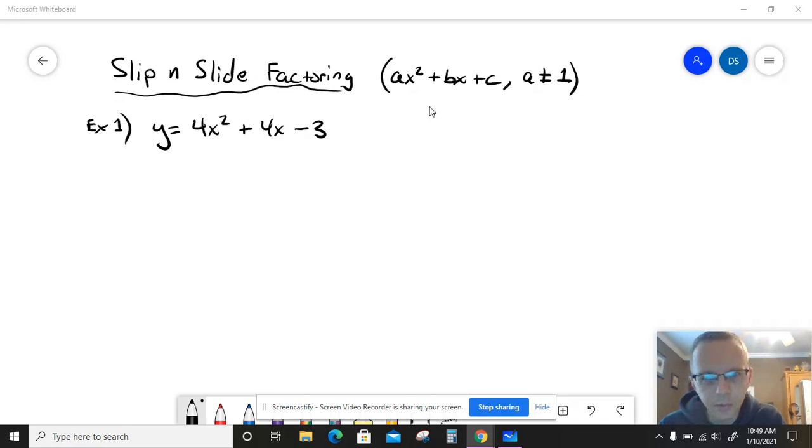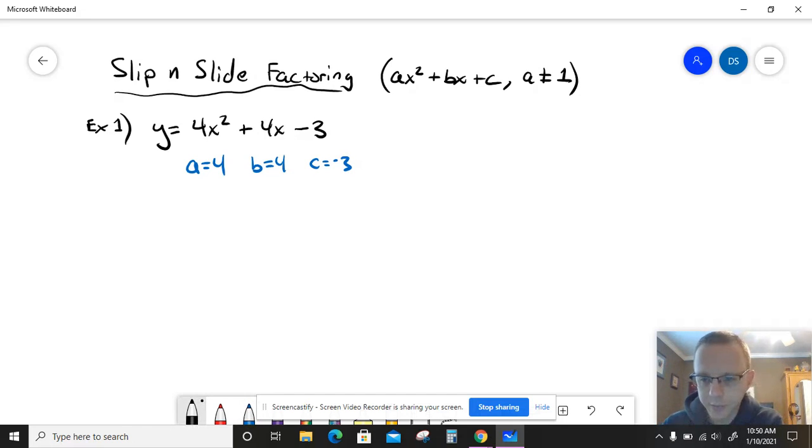So here goes. What we're factoring are quadratics, so ax squared plus bx plus c, specifically ones where your a number is something besides 1. Like this example here, my a is 4. So let's actually write this down. Here I have a is 4, b is also 4, and c is -3 in this case.